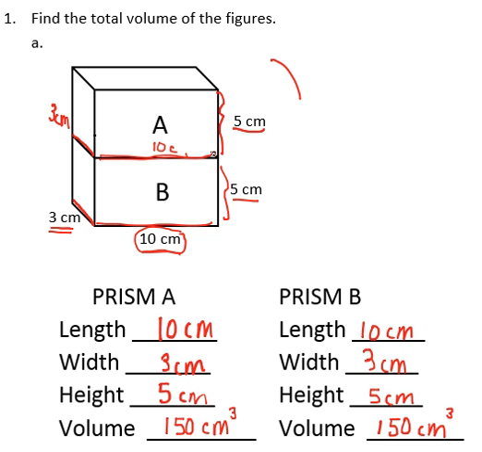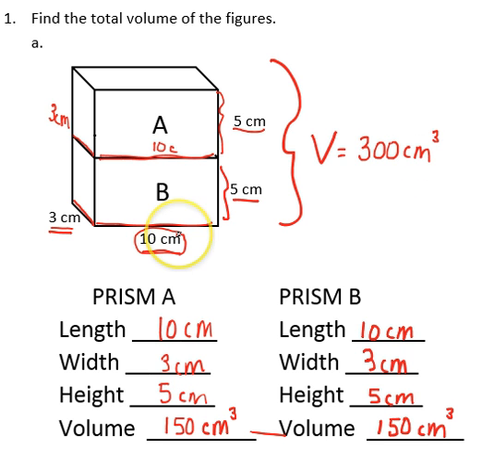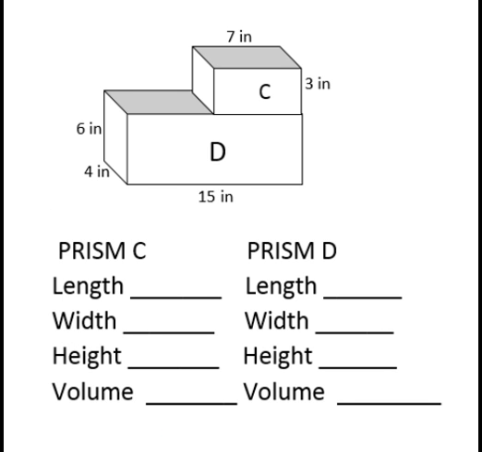To find the volume of the entire shape then, I just need to add my two answers. 150 plus 150 would be 300 cubic centimeters, and that represents the volume of the entire shape. Let's look at another example.